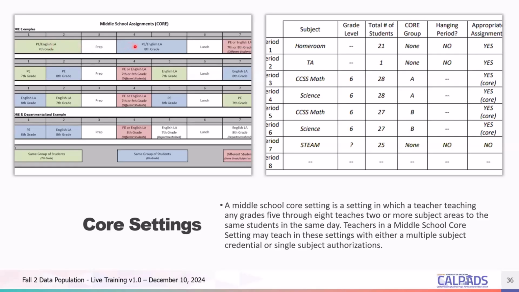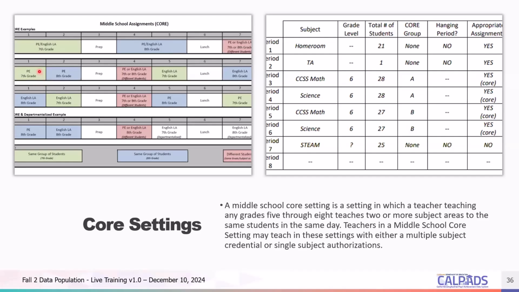Similarly, period 4 is PE, taught to a group of 8th grade students. And period 5 is English language arts, taught to that same group of 8th grade students. So period 4 and 5 are cored, or in a middle school core setting. That top row shows us consecutive periods of the day with 1 and 2 and 4 and 5 being cored, but they don't need to be consecutive. So the second row gives us an example of a non-consecutive core setting.